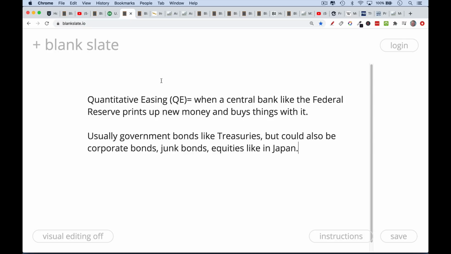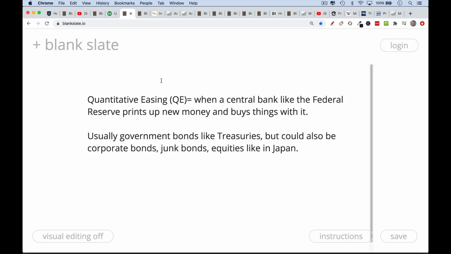So we've now entered kind of a brave new world since about 2008, since the 2008-2009 crisis, where the Federal Reserve has been doing something called quantitative easing. Quantitative easing is a fancy word made up by economists and central bankers to distract you from the fact that what they're doing is printing money. Quantitative easing, or QE, is when the central bank prints money and buys things with it.